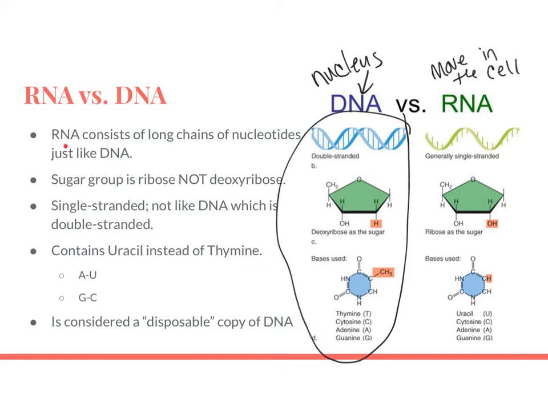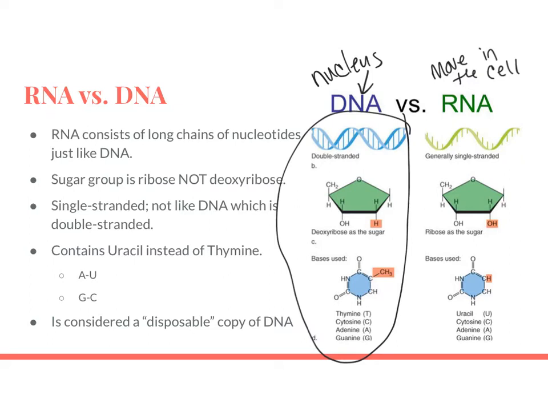So first and foremost, RNA consists of long chains of nucleotides just like DNA. So it still has the phosphate group, the sugar, and the base. However, the sugar group is different. In RNA, it's ribose, not deoxyribose. So that makes sense. RNA ribose, DNA deoxyribose.